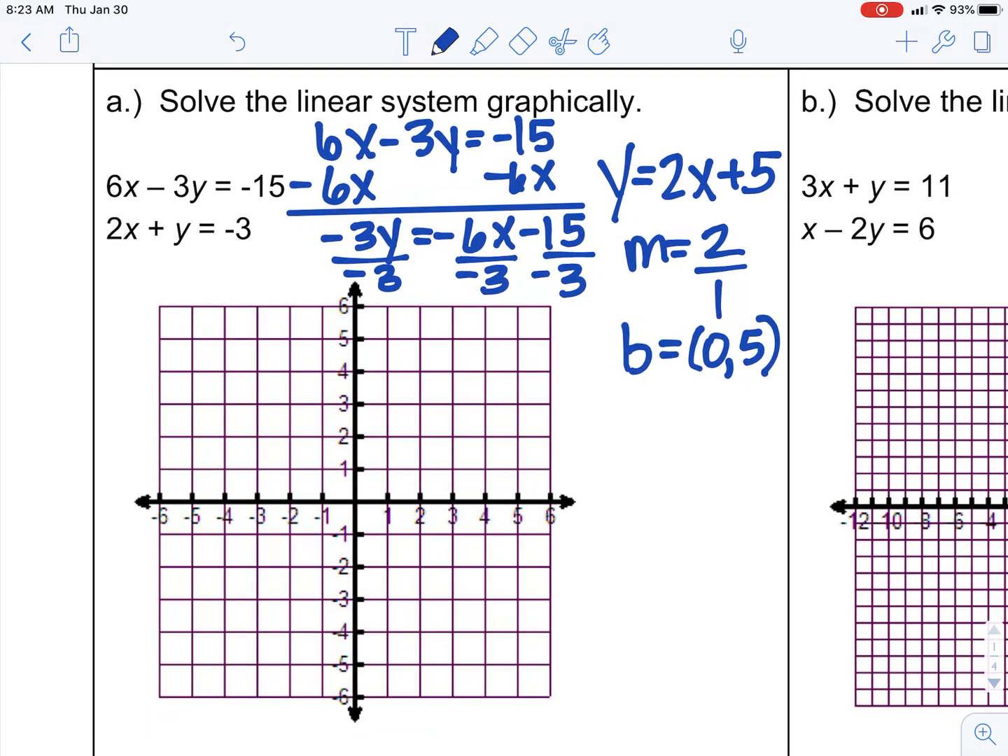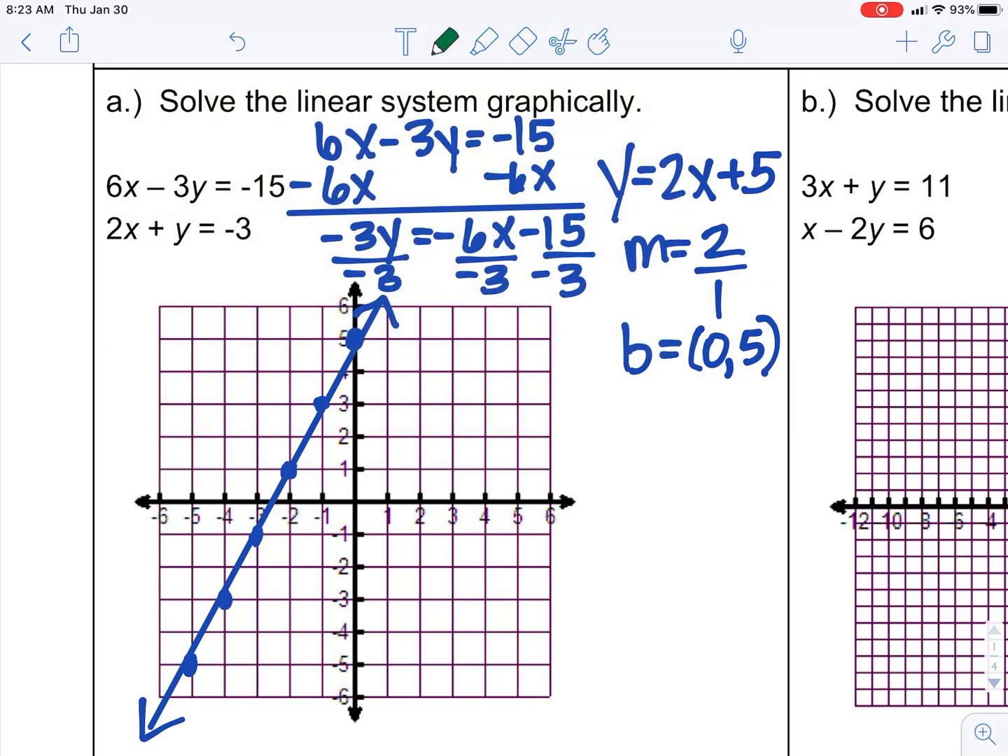When I graph it, I put my y-intercept in first, and then I use my slope. As you can see, if I go up 2 and right 1, I'm off my graph, so I immediately know I need to go down 2 and left 1 in order to graph this. With systems, you do need to take your line all the way across the graph and make your line as straight as possible. So I'm going to try that one again. That's much better. And there is my first linear equation.